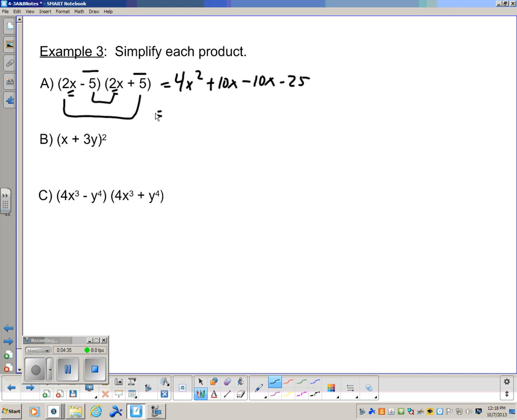Combining the middle guys there, we get 4x squared. And look at what happened to those middle guys there. They just cancel each other out. We get minus 25.